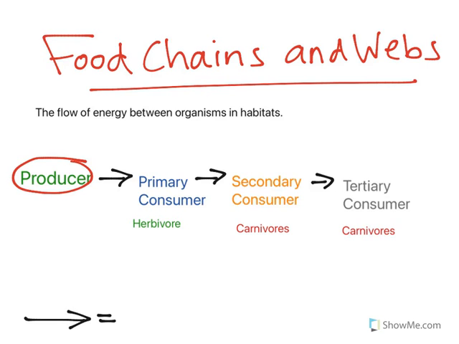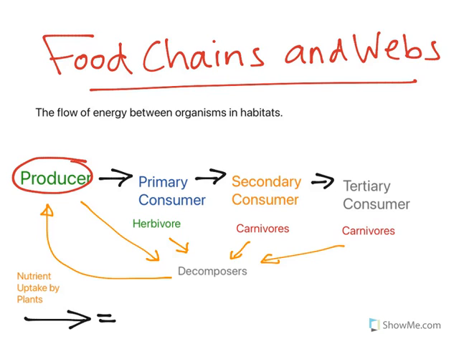And the third organism to eat something in the food chain will be the tertiary consumer, and that will probably be another carnivore. However, these carnivores may actually be omnivores. They might eat a combination of both animal and plant material.